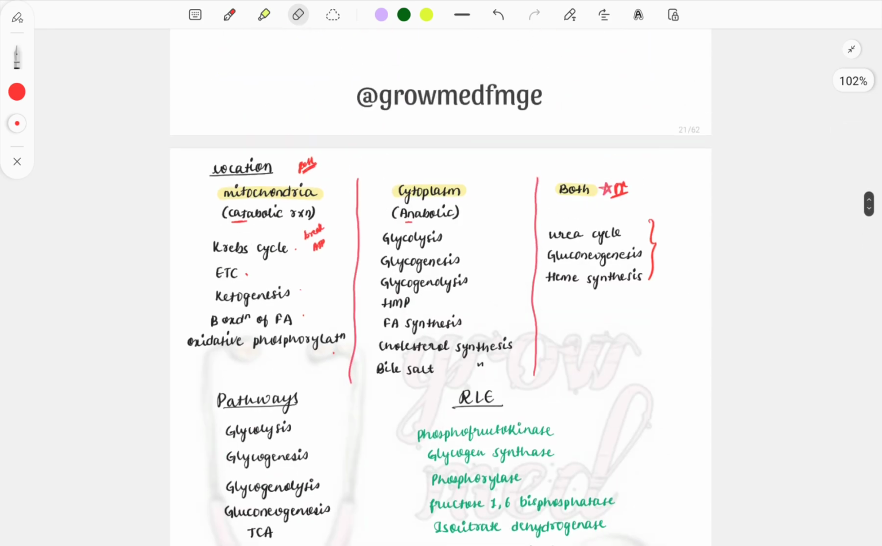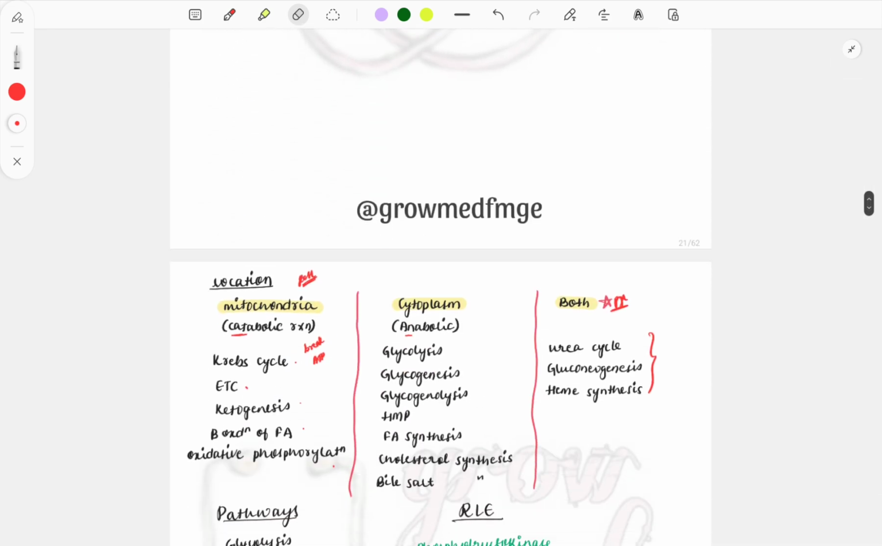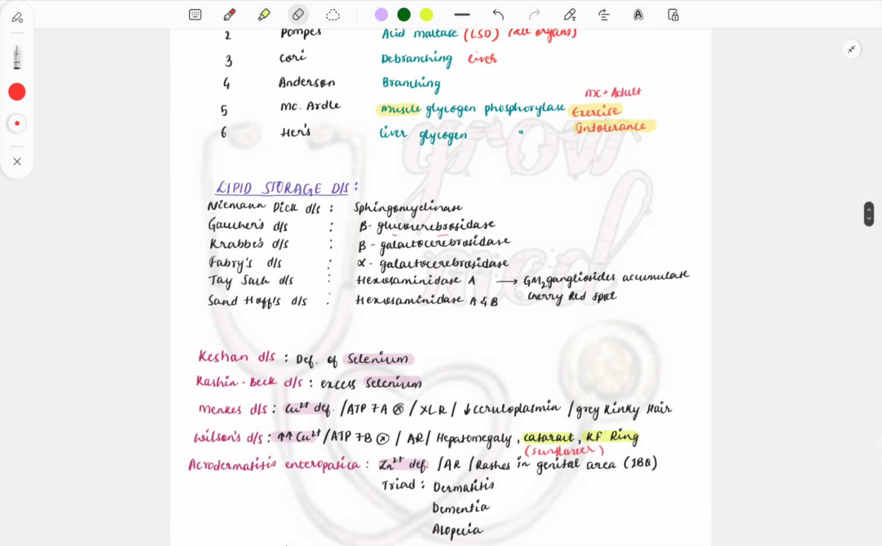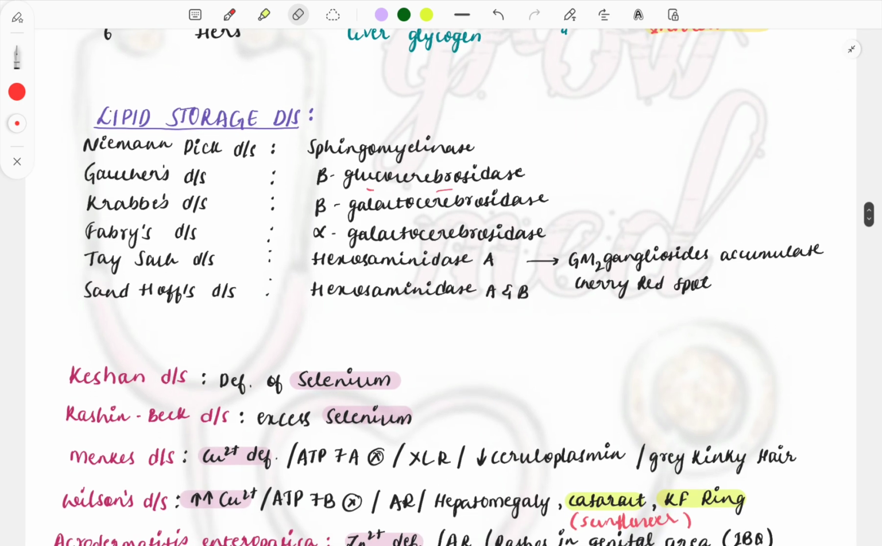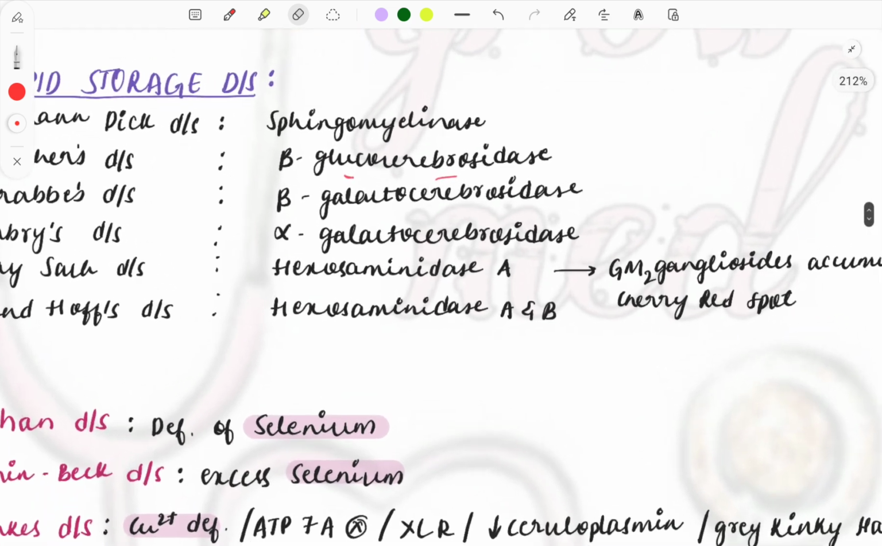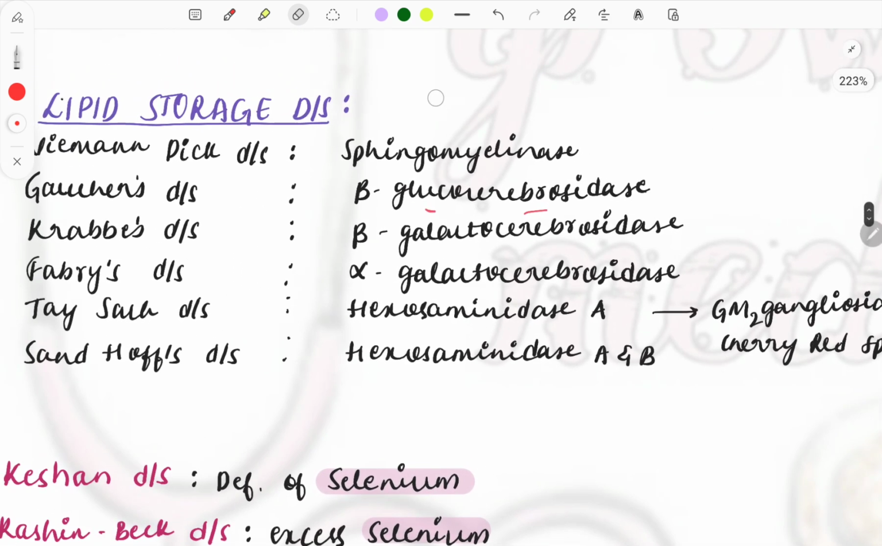Glycogen storage, we already discussed it. Yes, we have already discussed it. Oh, it has repeated. Okay, then lipid storage diseases. So these are the categories or types of lipid storage diseases. Niemann-Pick occurs due to the deficiency of an enzyme. So this is the enzyme deficient, and the sphingomyelinase enzyme will be deficient in this case.